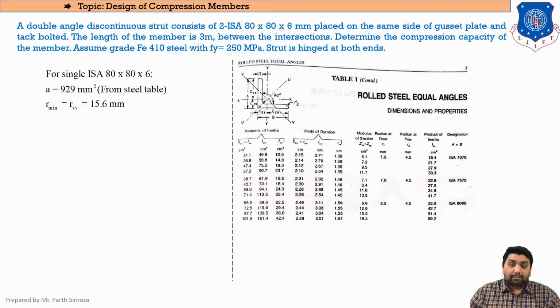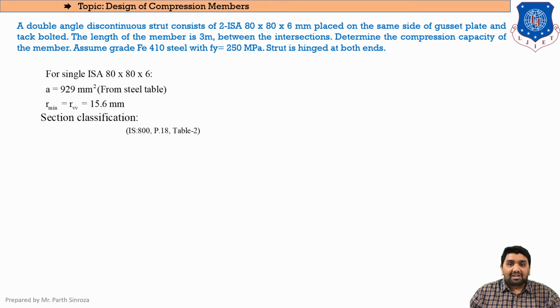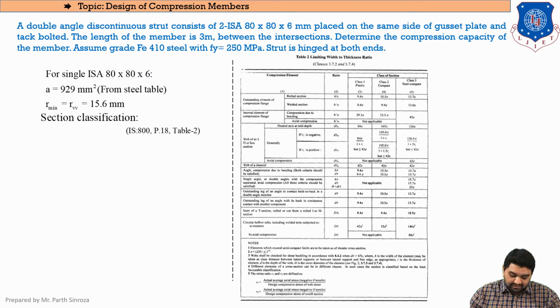Now the purpose of the steel table is completed. So we'll be moving on to our next step, section classification. Section classification can always be obtained from Table 2, page 18, as you can see here. Again, though it is a double angle and we are solving it as a single angle, we'll always use this row for our struts, and we will be calculating three ratios: b by t, d by t and b plus d by t.